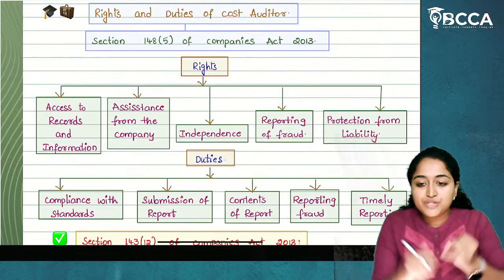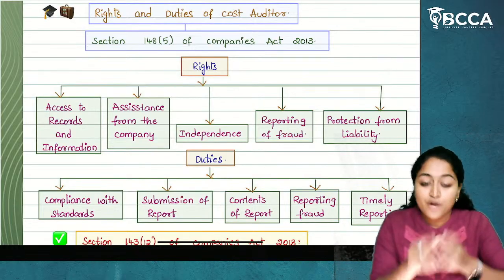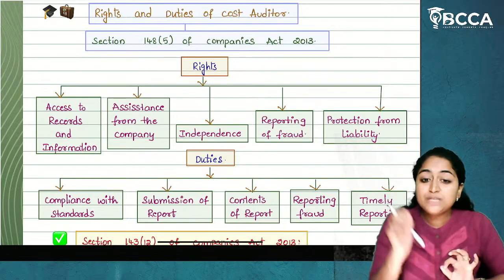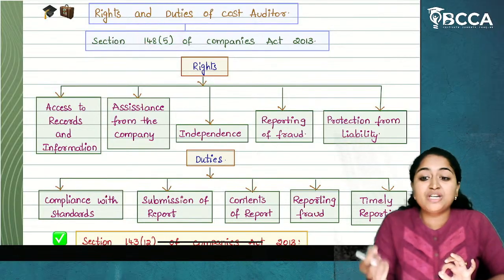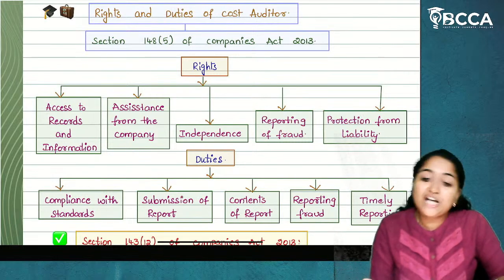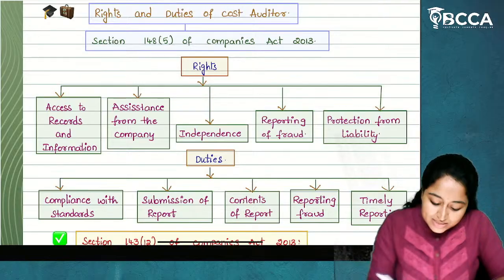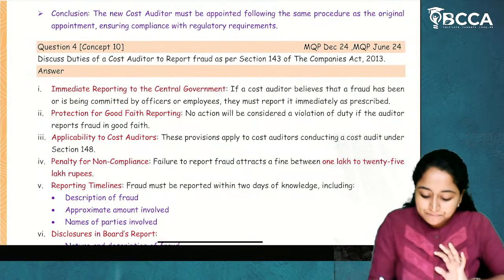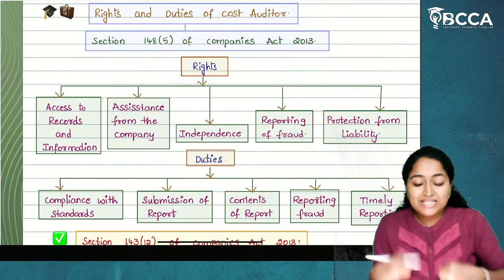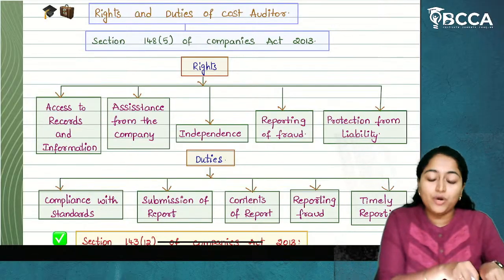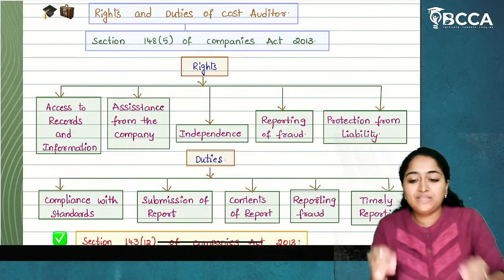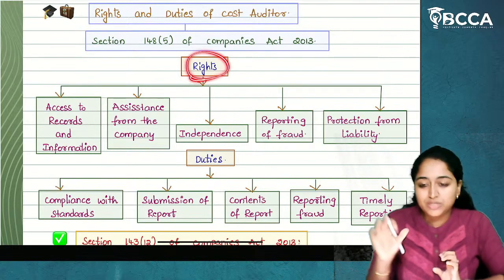Now, what is given under 148 subsection 5? Whatever qualifications, disqualifications, rights and duties are there for a financial auditor are equally applicable to the cost auditor. Where are the rights and duties of a financial auditor given in the Companies Act 2013? It is given under section 143. I hope it's clear. So you have to write section 148 subsection 5 of the Companies Act 2013, which tells that whatever rights and duties are applicable to the financial auditor are equally applicable to the cost auditor. Then as per section 143 of the Companies Act 2013, these are the rights and duties of the cost auditor.